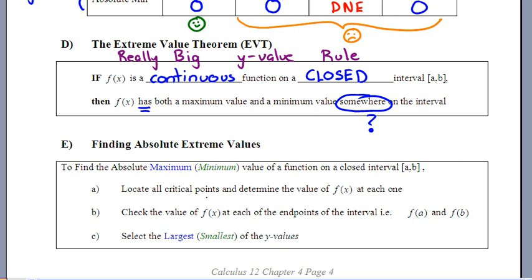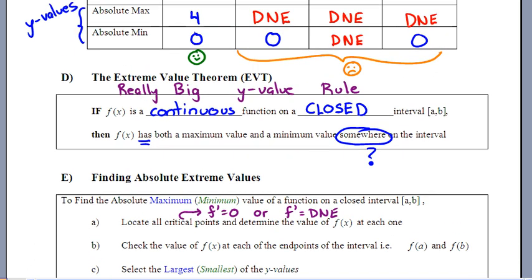Look for all the critical points. Okay, those will be places where the derivative is either 0 or the derivative does not exist, right? So f prime is 0 or f prime does not exist. Check them out. Check out all those animals, because you might find some cats there. And then check out the endpoints of the interval. Go and check out what's happening for the function at the very beginning and the very end.